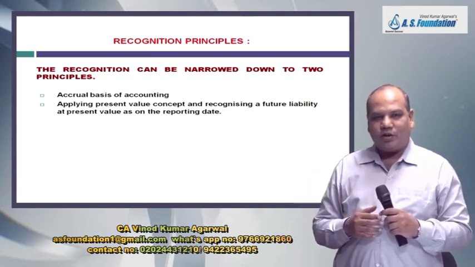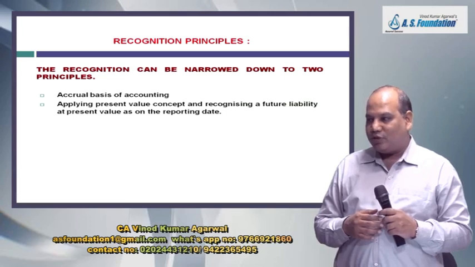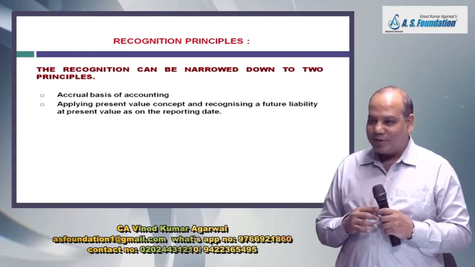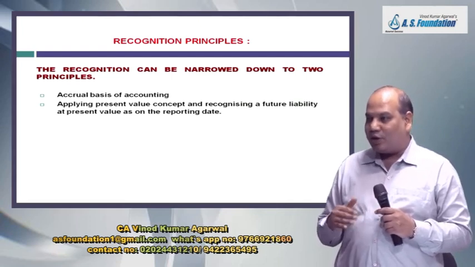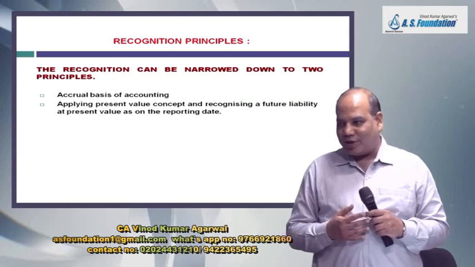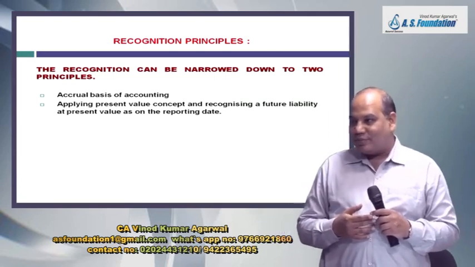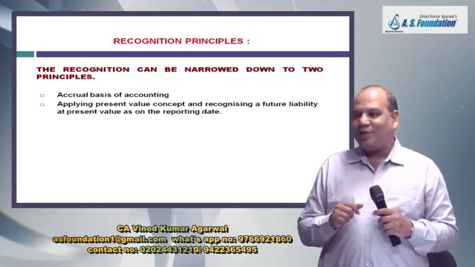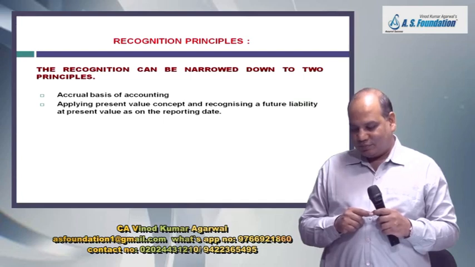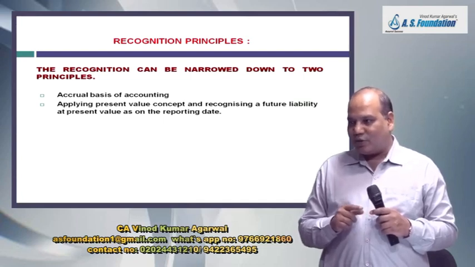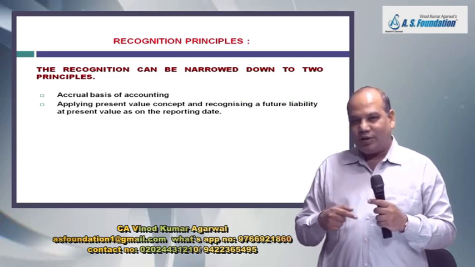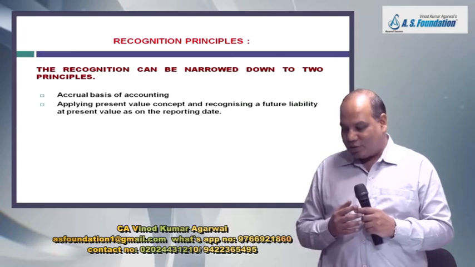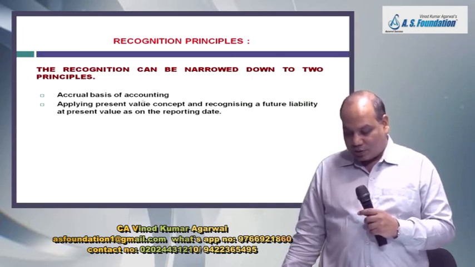You have become a chartered accountant at the age of 21. You will retire at the age of 62. Assuming that you will work in the same organization till you retire, 41 years, after 41 years you will get gratuity. But the company will start accruing the liability from the beginning only. So, accrual basis of accounting.